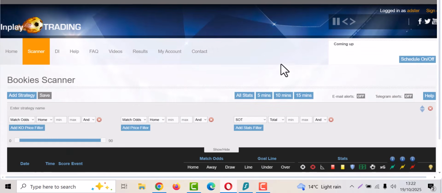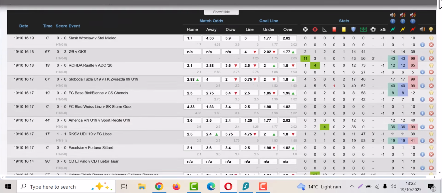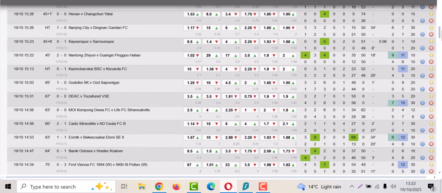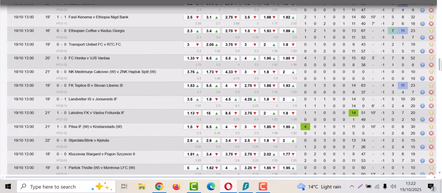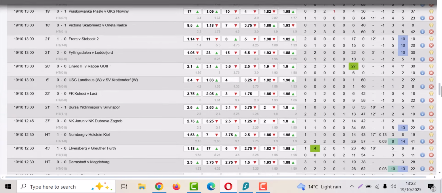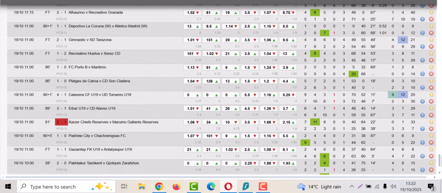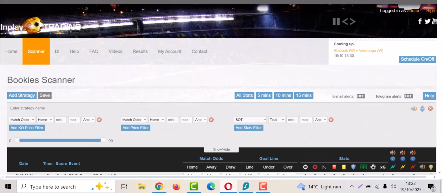This is the other scanner we have. We're the only service out there that we know of that has both a Betfair scanner and a Bookmaker scanner. So this just has every game under the sun. It really does. I'm not going to go through it. So what you don't find on the Betfair scanner, you'll find on this scanner.